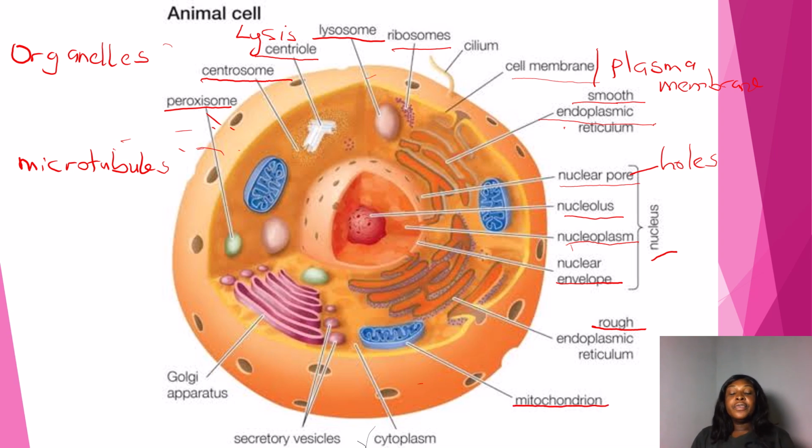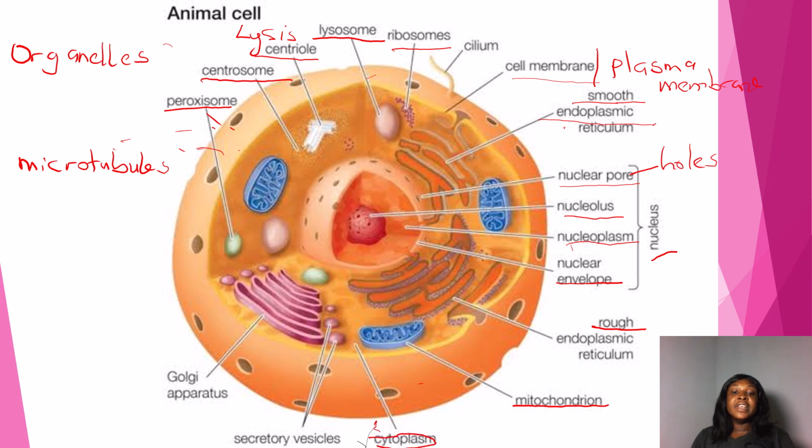We have the mitochondrion. Mitochondrion is a rod-shaped structure which has a high concentration in active cells. And this mitochondrion is known as the powerhouse of a cell because it's where energy is being generated.